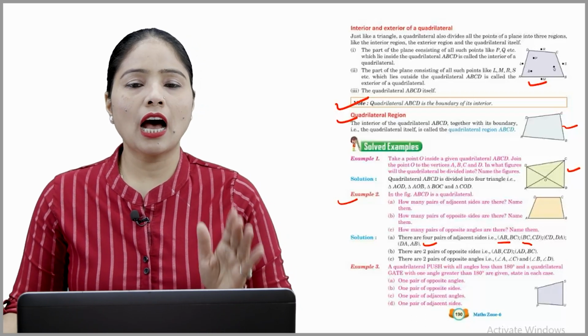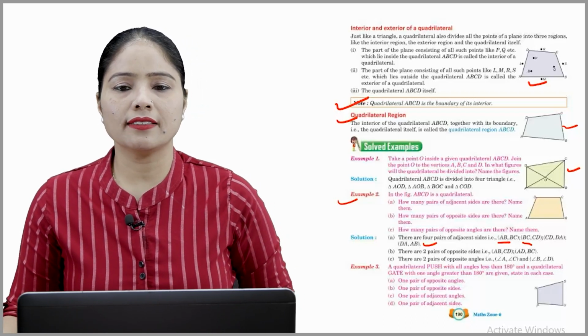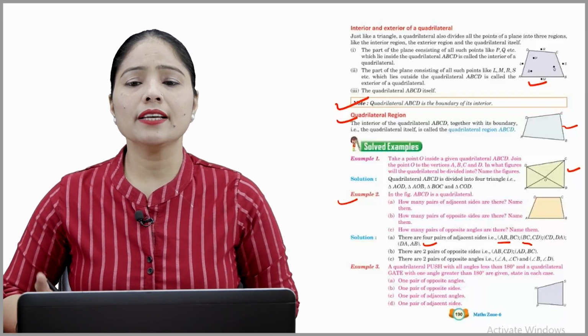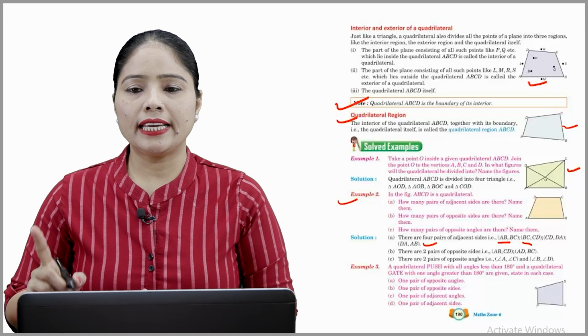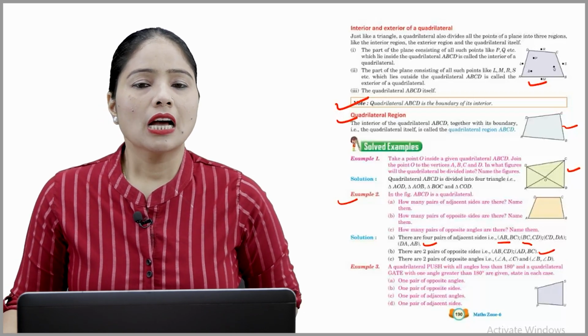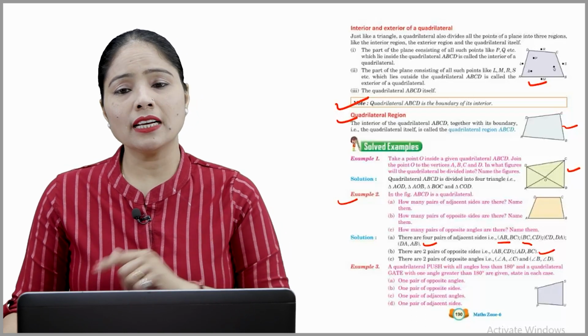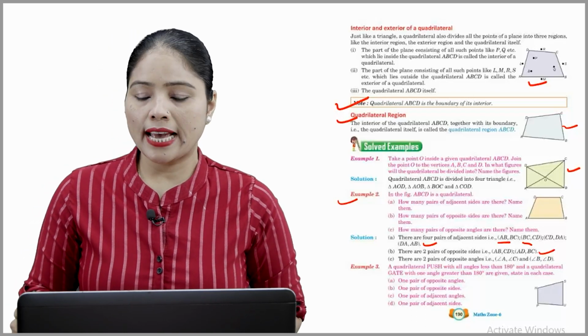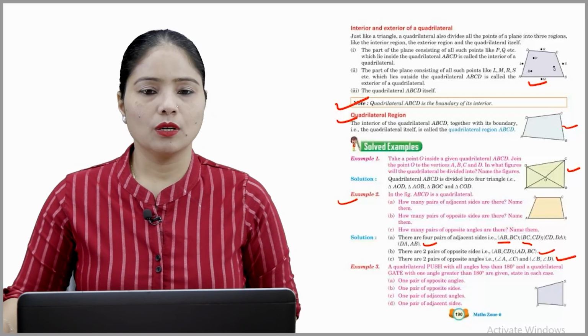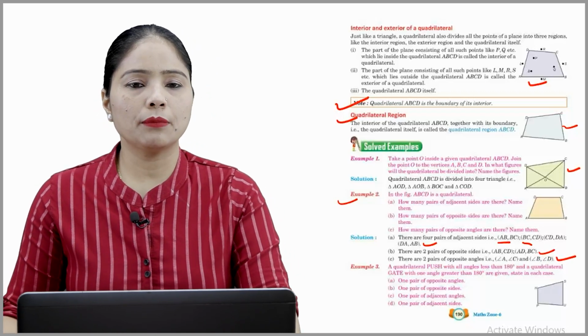Second question: how many pairs of opposite sides are there? Our opposite sides are AB and CD, and AD and BC. Like this. Third part: how many pairs of opposite angles are there? So the opposite angles are A and C, and B and D. Like this. Okay. Now, move on to example number 3.